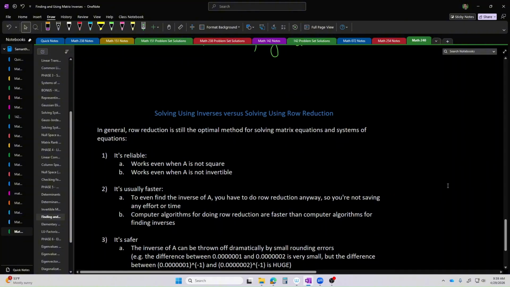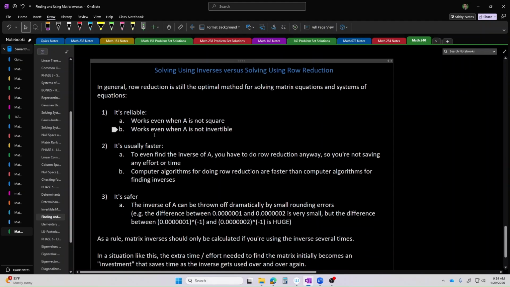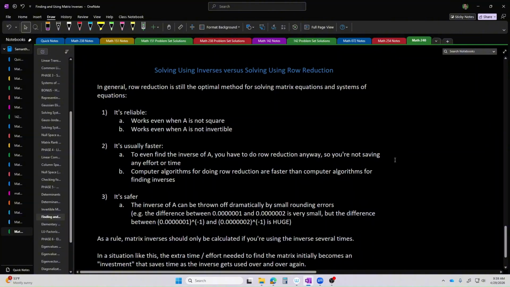And there are a couple of reasons for that. So first of all, notice that inverses is not possible at all if your matrix A is not square. If your matrix A is not square, if you're dealing with a coefficient matrix that's rectangular instead of square, then you can't find an inverse at all. It doesn't even make sense to do that. So row reduction is more reliable in the sense that it works both when your matrix is square and when your matrix is not square. Additionally, row reduction is more reliable in the sense that it works even if your matrix is singular.